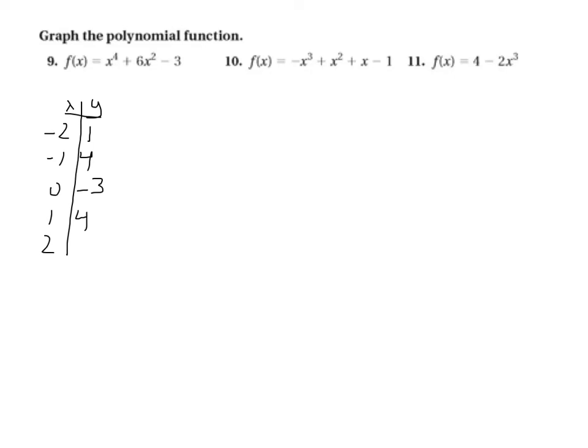Oh wait, hold on. I feel like that's wrong. Negative 2 to the fourth is 16. Plus 24 minus 3. That should have been 37. And then same thing here. Now plot those points and graph it. So that's what you need to do for all of those. Pick negative 2, negative 1, 0, 1, and 2, and graph them. Okay? So bring that completed tomorrow with the graphs.